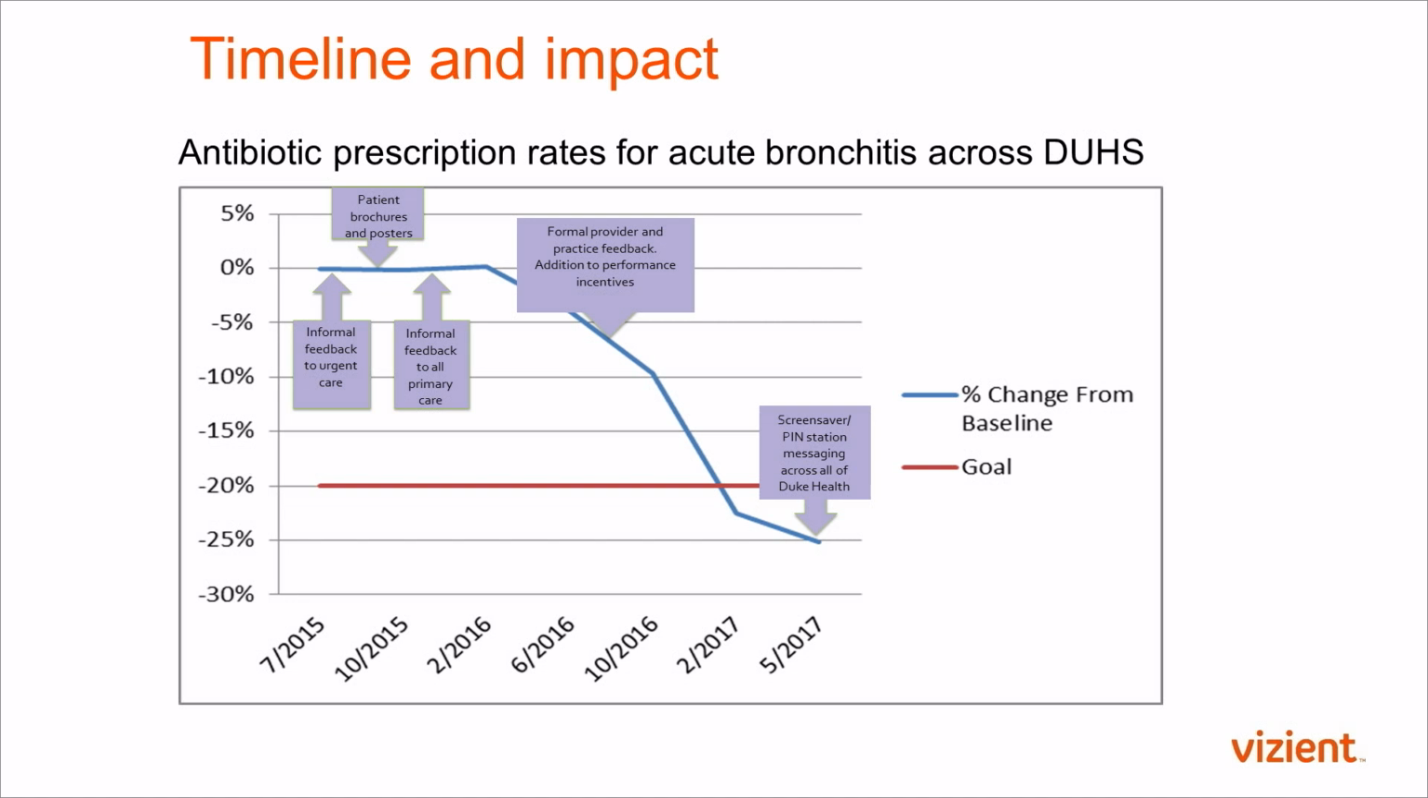And then later in 2016, we formally tied the performance of antibiotic prescription rates for acute bronchitis to physician performance incentives. You can see another inflection point shortly after that where we have a further decrease in our antibiotic prescription rates. So we are pleased that we've met the goal of a 20% reduction. Obviously we still want to continue to improve, as there's ongoing room to learn here. Those are great results.